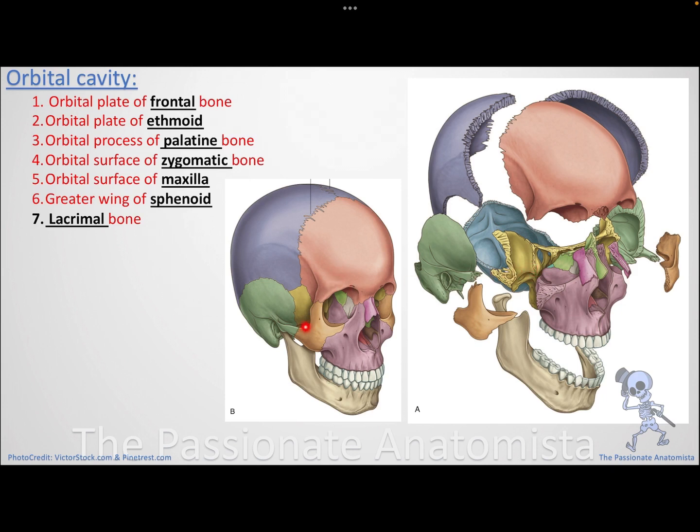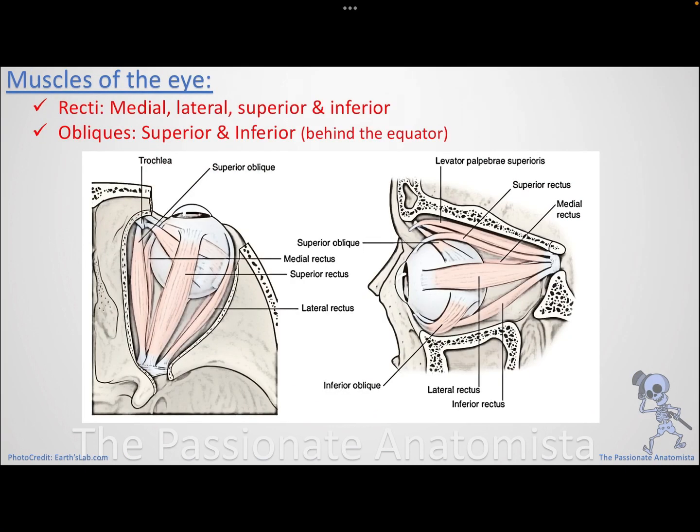So again, we have the major ones: frontal, zygomatic, maxilla. They will give you orbital surfaces and plate. And deep here, we have three: the greater wing of sphenoid, the ethmoid will give you an orbital plate, and then the palatine will give you a small process. So we have three deep ones: greater wing of sphenoid, ethmoid, palatine bone, and we have the separate lacrimal bone. These are the bones that will form the orbital cavity.